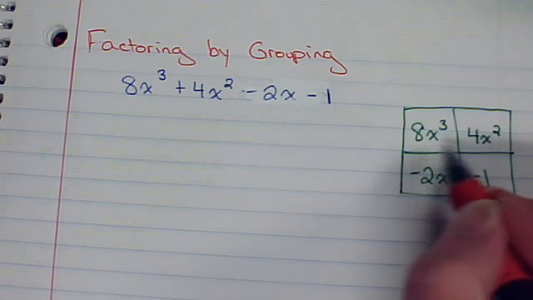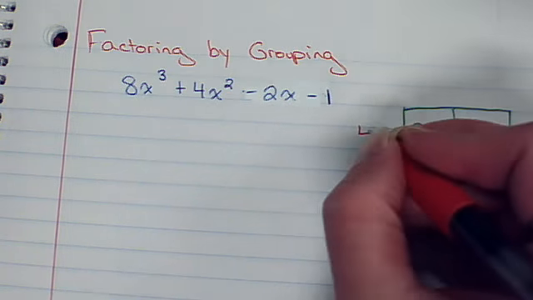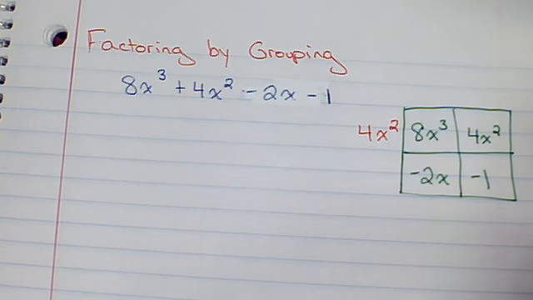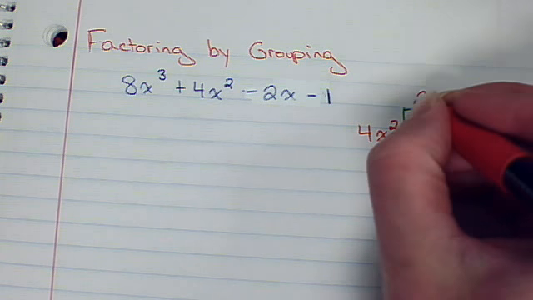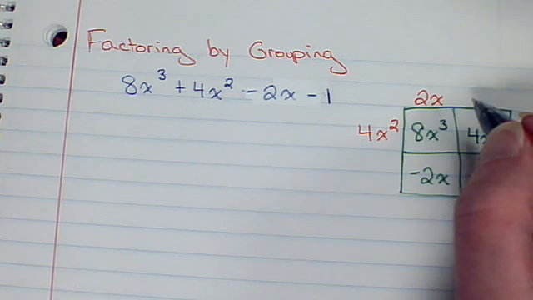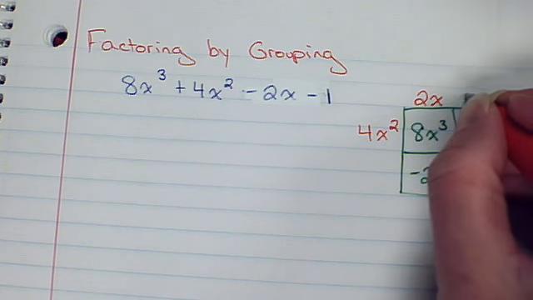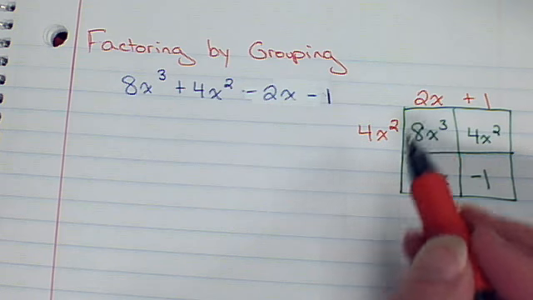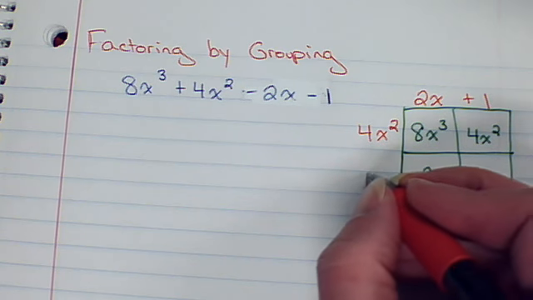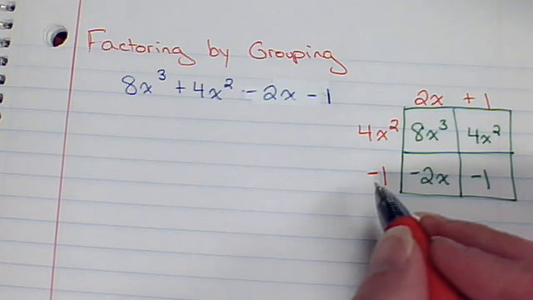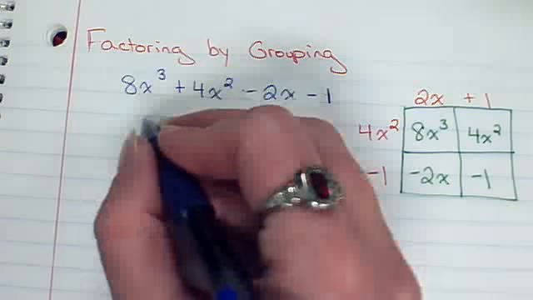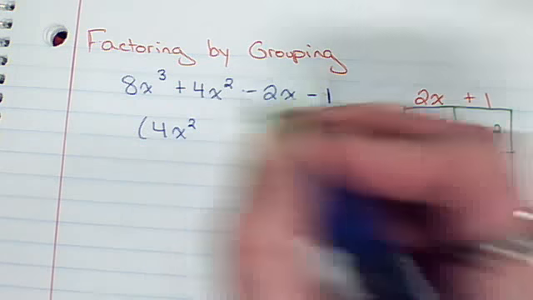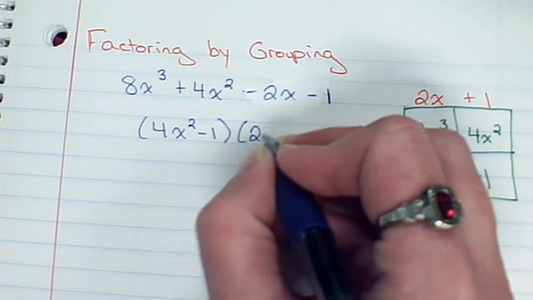What do the first two have in common? Well, they're both divisible by 4, and they both have at least an x squared. 4x squared times what would give me 8x cubed? Well, that's 2x. 4x squared times what gives me 4x squared? Well, that's just a 1. 2x times what gives me negative 2x? That is negative 1. Does negative 1 times 1 give me negative 1 back? It does. So, I know that my factors are 4x squared minus 1 and 2x plus 1.